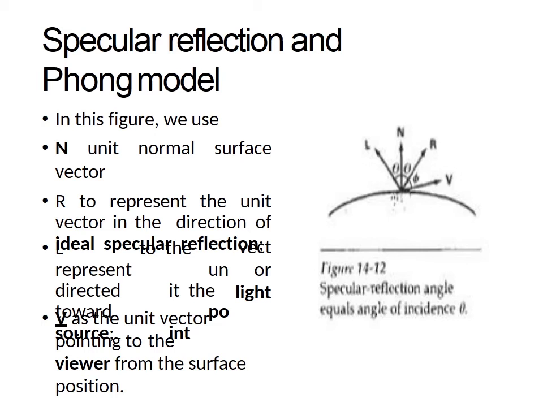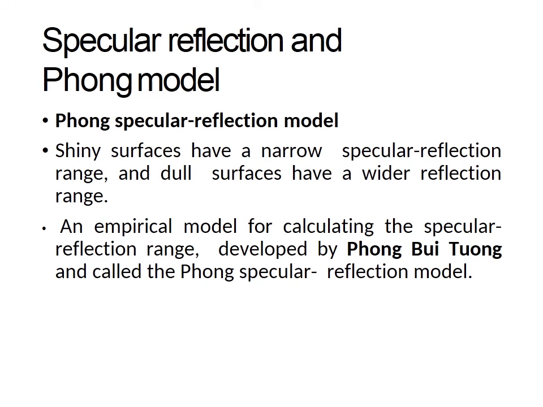Since V and R are unit vectors in the viewing and specular reflection directions, we can calculate the value of cos theta with V dot R. A simplified Phong model is obtained by using the halfway vector H between L and V to calculate the range of specular reflections. Phong's specular reflection model says shiny surfaces have a narrow specular reflection range and dull surfaces have a wider reflection range. An empirical model for calculating the specular reflection range, developed by Phong Bui Tuong, is called the Phong specular reflection model.